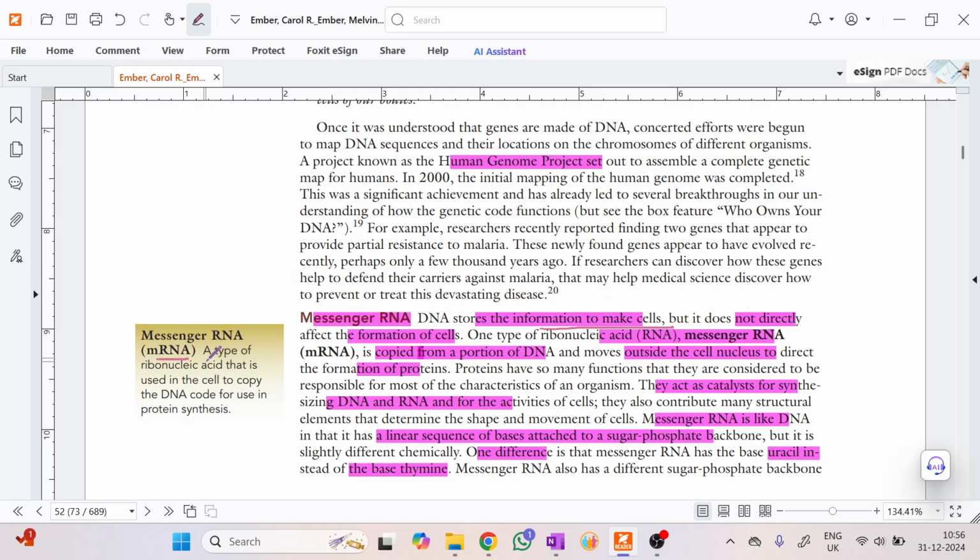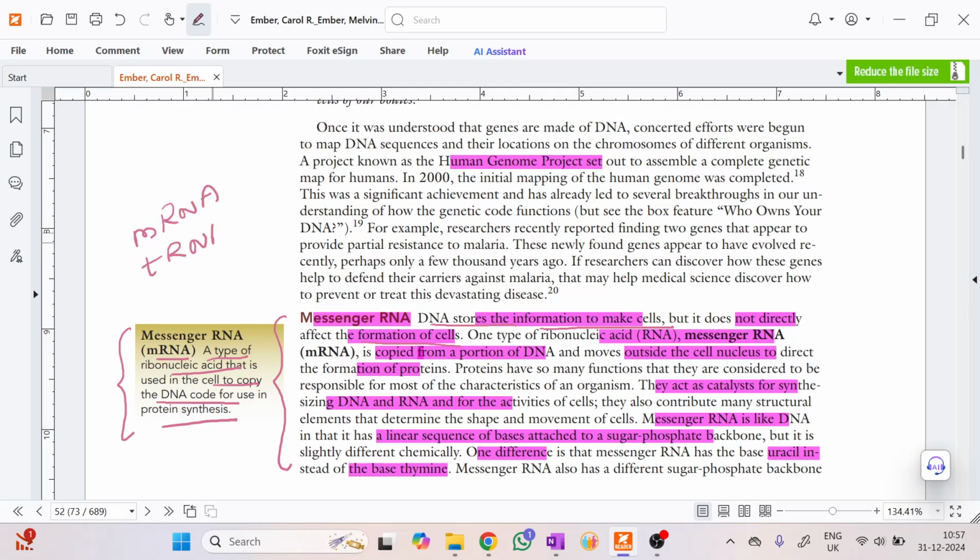Messenger RNA, mRNA, is a type of ribonucleic acid that is used in the cell to copy the DNA code for protein synthesis. So protein synthesis is the making of proteins from amino acids. DNA is a code that stores the genetic information, but DNA does not directly affect the formation of cells. Cell formation is done via a process in which mRNA and tRNA both play a vital role.